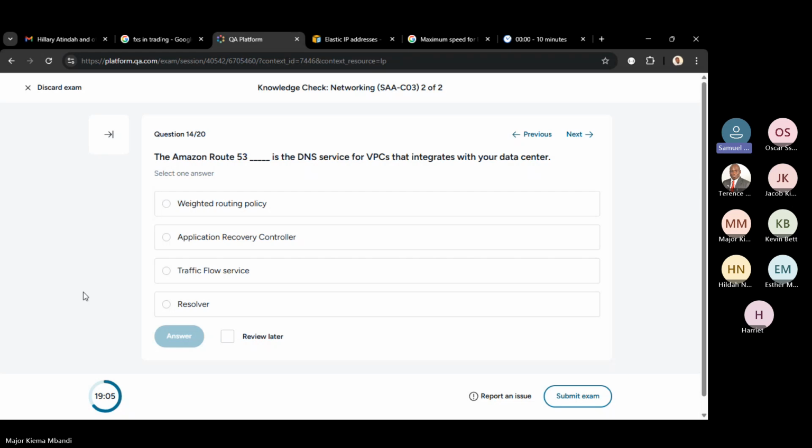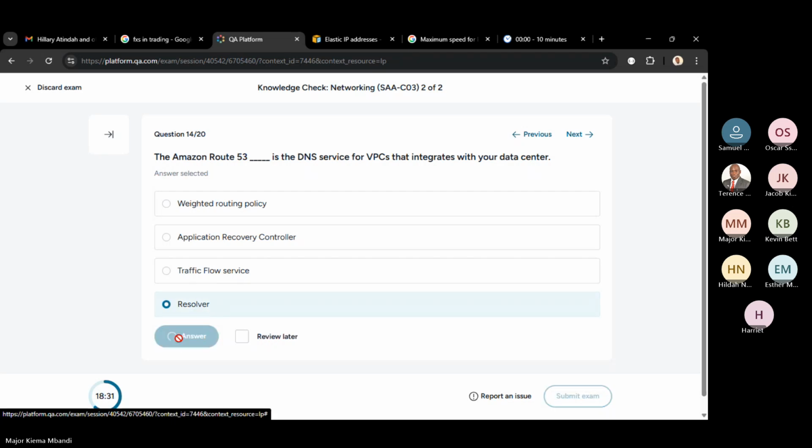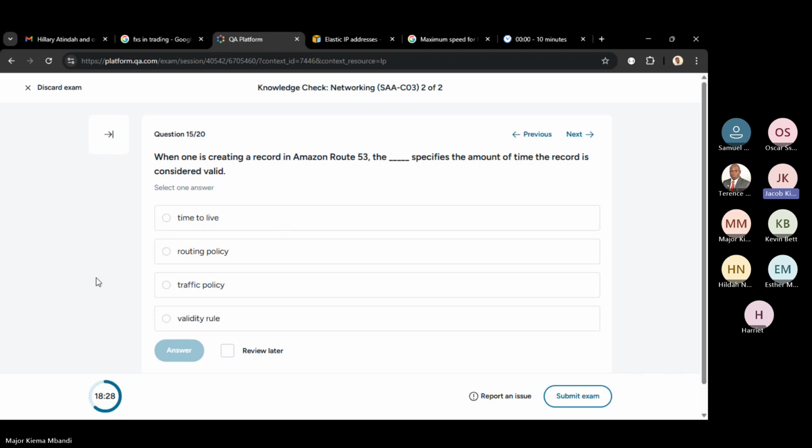The Amazon Route 53 dash is the DNS service for VPC that integrates with your data center. A. Weighted routing policy. B. Application recovery controller. C. Traffic flow service. D. Resolver. I will go with D, Resolver. Okay, thank you, Samuel. Next question is Harriet's.